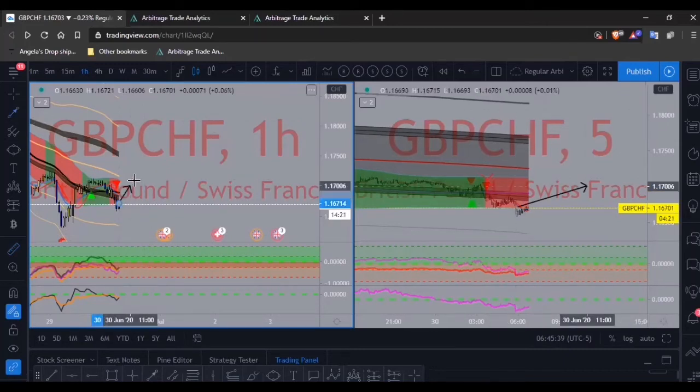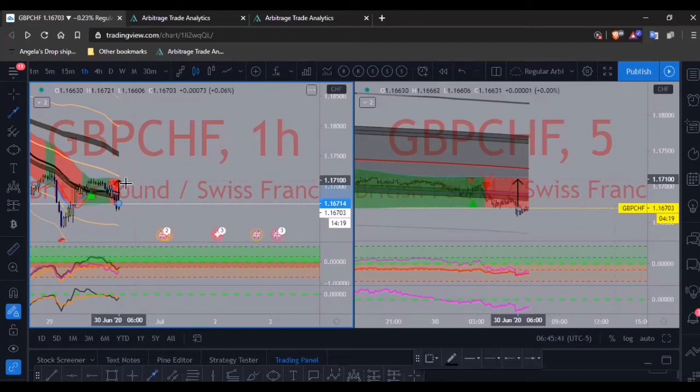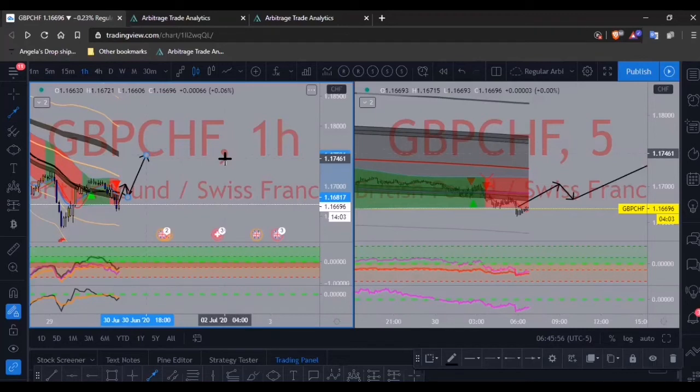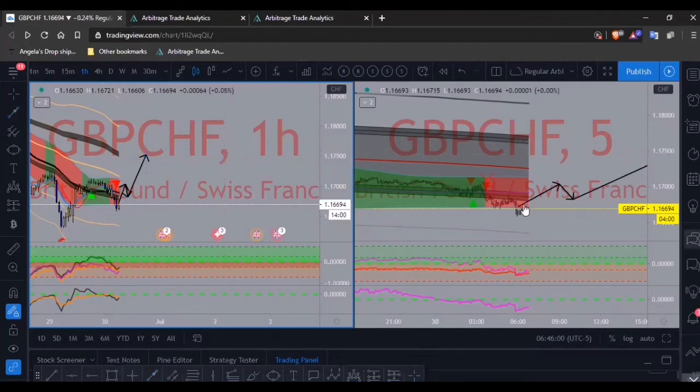So I'd want to see something like this. So that's the retest, and then continuation to the upside is what I want to see on GPCHF for a buy. But if I don't get the retest of the RSI line or the breakout of it, then I'm not going to buy. So that's for GPCHF. Order set, and I'm watching.